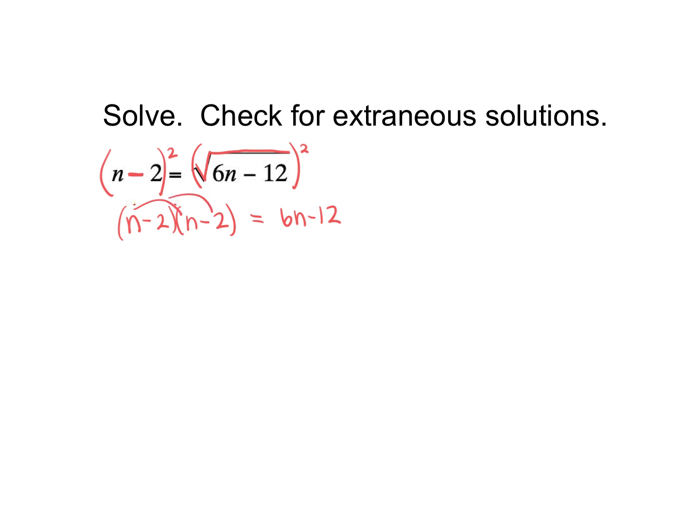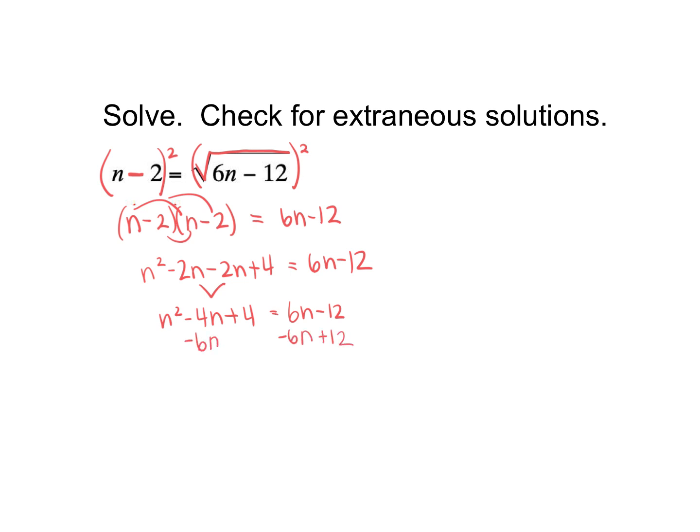On this side, we're going to have to FOIL: n squared minus 2n minus 2n plus 4. And you can see I have an n squared minus 4n plus 4 is equal to 6n minus 12. And because I have a term of n squared in here, I have to get one of the sides equal to 0. So I'm going to subtract 6n from both sides, and I'm going to add 12 to both sides. And then that'll make my right-hand side equal 0. My leading coefficient will be positive.